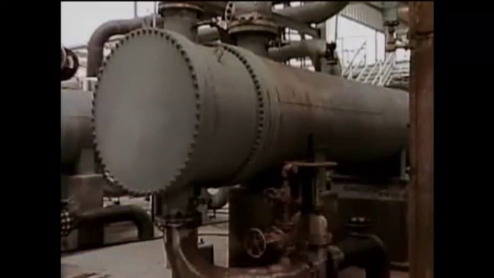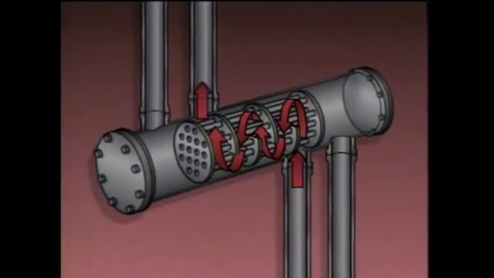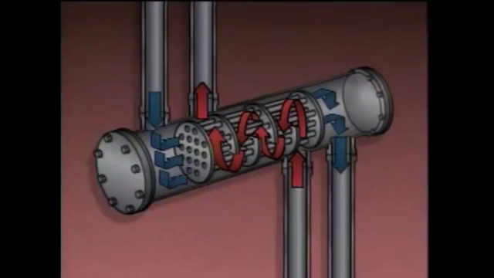One device in which energy transfers commonly take place is a cooler. The purpose of this particular cooler is to transfer heat from a hot process liquid to cooling water. The hot process liquid enters the cooler here, flows through what is known as the shell side of the cooler, and exits here. At the same time, the cooling water enters here, flows through the tubes in the cooler, and exits here. As the process liquid makes contact with the cool tube surfaces, heat is transferred from the liquid through the tubes to the cooling water.